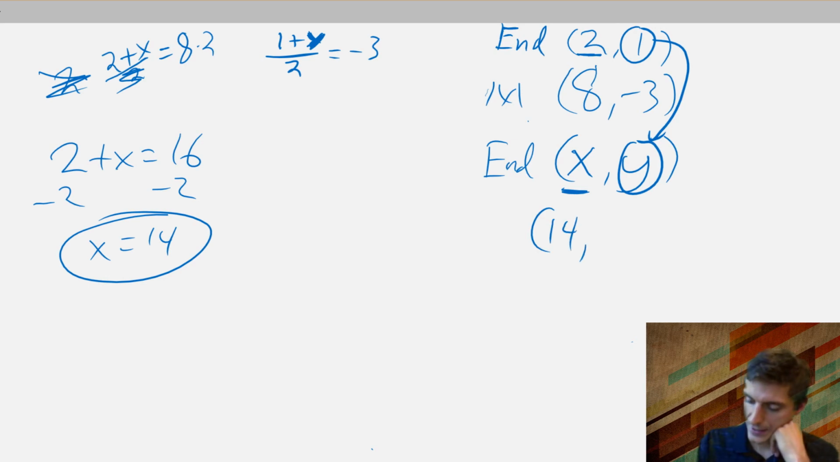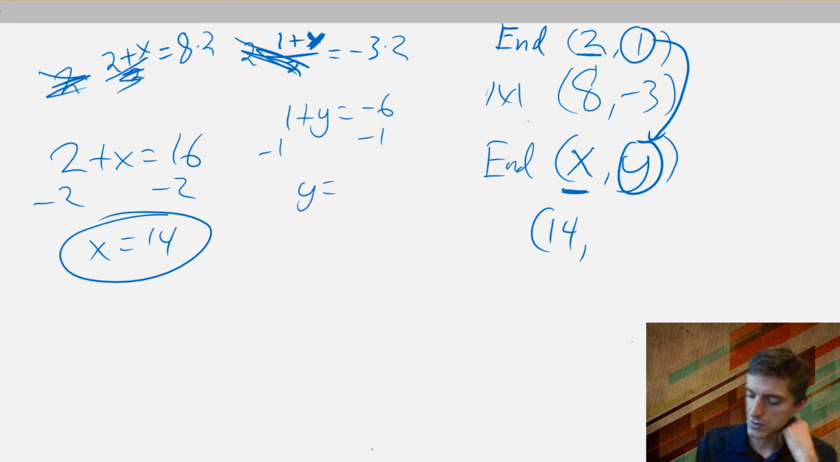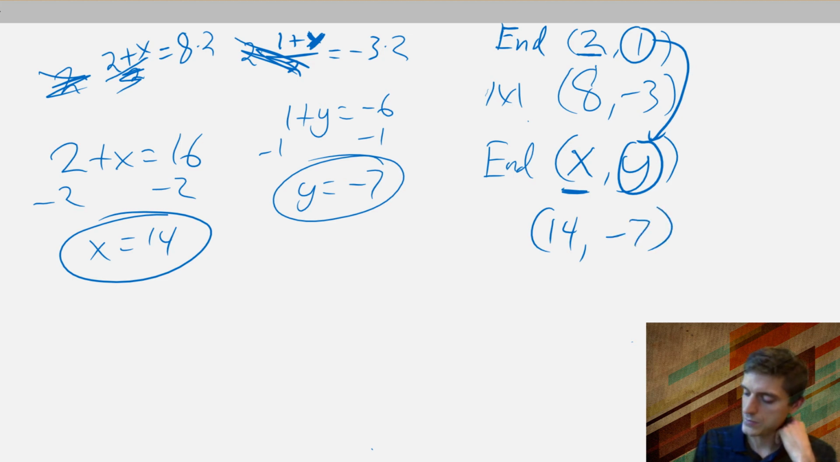And if I look back here, to solve this equation, same thing. This entire left side with the variable right there is being divided by 2. So I'm going to multiply both sides by 2. Those cancel out. I get 1 plus y is equal to negative 6. Subtract 1 from both sides, and I get y is negative 7. So the y value for my other endpoint must be negative 7.